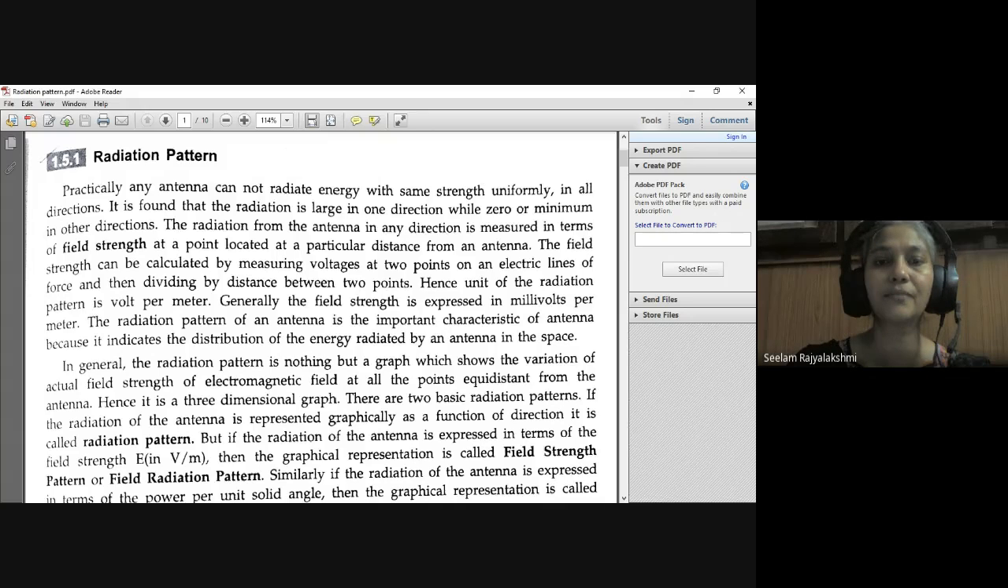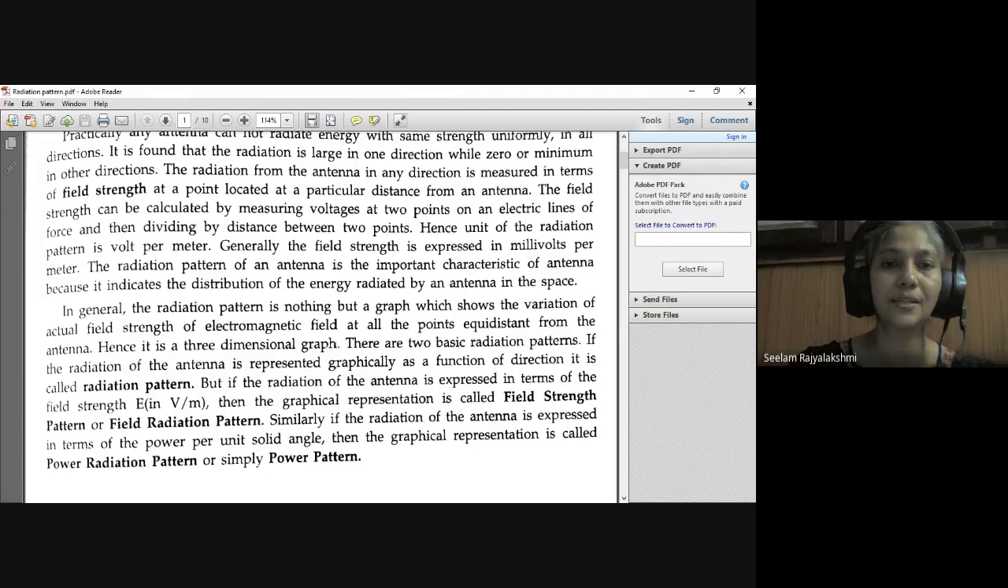The radiation pattern of an antenna is an important characteristic of the antenna because it indicates the distribution of the energy radiated by an antenna in space. What is a radiation pattern? The name itself has pattern, which means a graphical representation. Radiation pattern is nothing but a graph which shows the variation of the actual field strength of the electromagnetic field at all the points which are equidistant from the antenna. It is a three-dimensional graph.